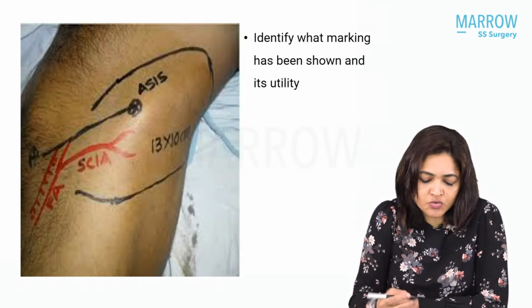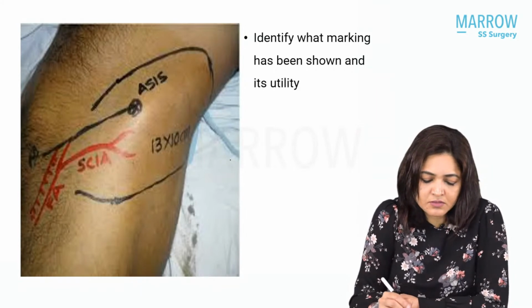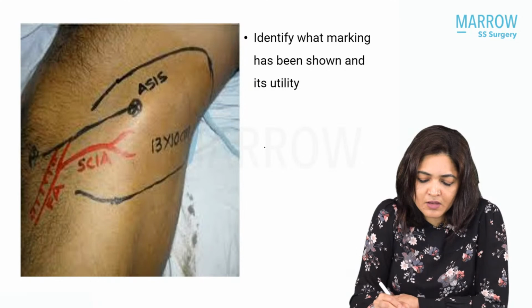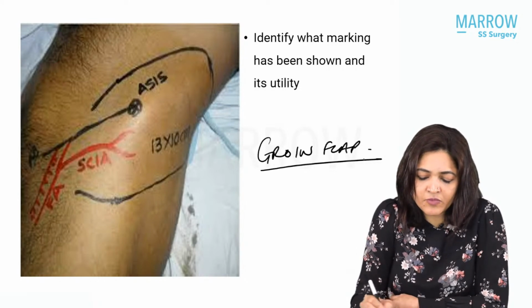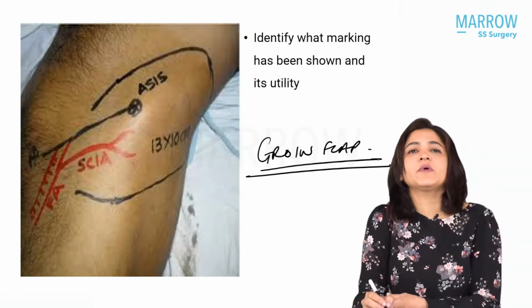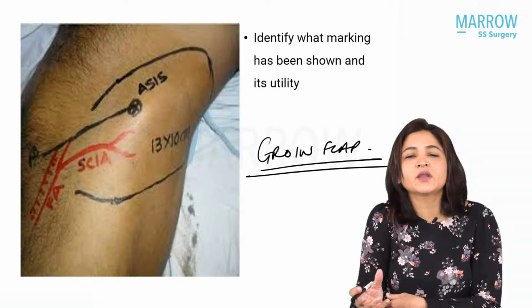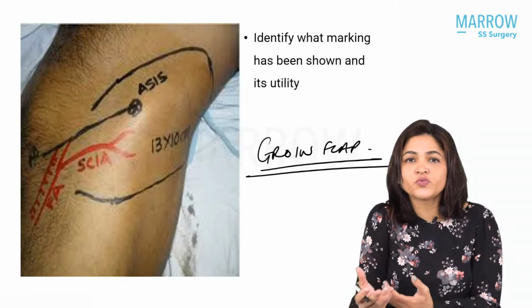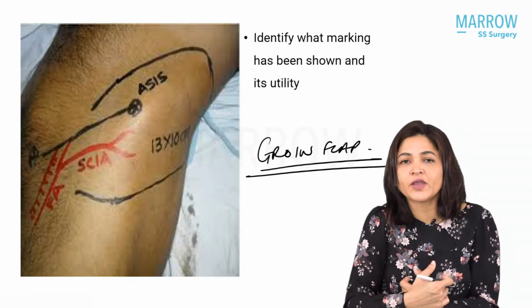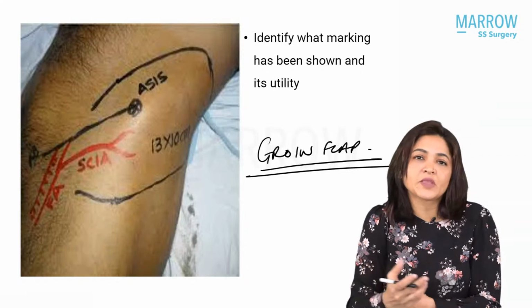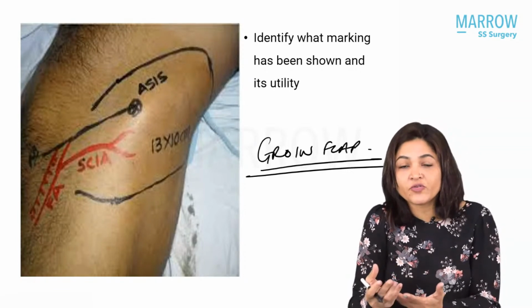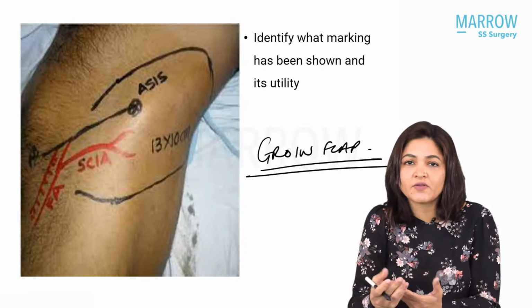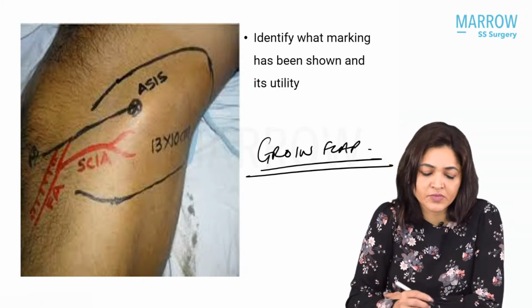What does this marking show? Just spend maybe 10 seconds before I write the answer. It shows the marking of the groin flap. Questions on groin flap: what is the blood supply of the groin flap, and what is the extent of the flap that we can take? What is it most commonly used for? It's mainly used for the dorsum of the hand defects, and it's a pedicle flap. Then what is delay phenomenon, you can be asked. How do you delay the flap? All these questions can be asked from this diagram.